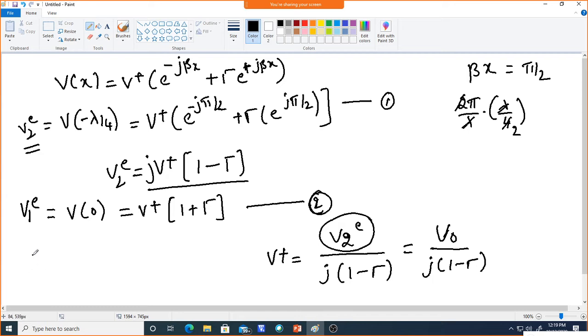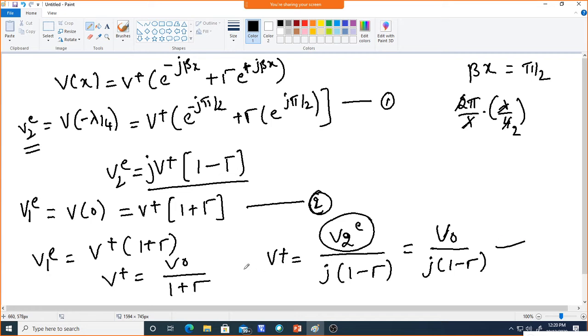You can substitute similarly for V1E. What is V1E? Similarly you can find V plus in terms of V1E, that is 1 plus gamma. If you substitute V0, you will get V plus equal to V0 divided by 1 plus gamma. So this is one equation and this is another equation.